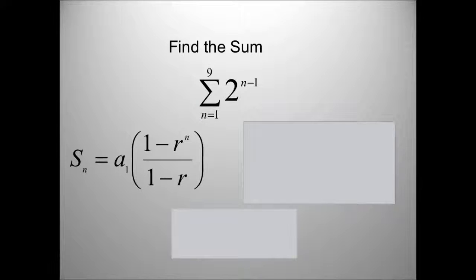Alright, now it's your turn. Looking at our notation here, the formula, we have 2 to the n minus 1 for n equaling 1 to 9. I'd like for you guys to go ahead and identify the three variables and then tell me what the sum for our geometric sequence is.